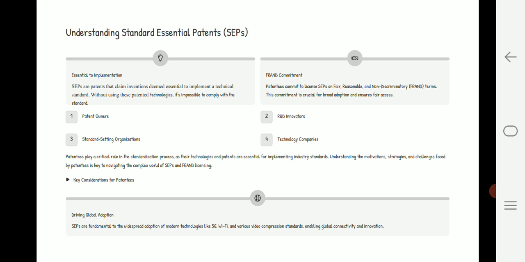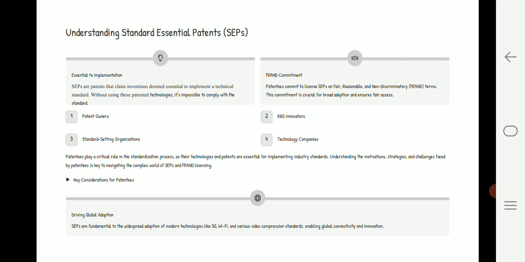To understand SEPs, I have shown three main aspects here: essential to implementation, FRAND commitments, and driving global adoption. Coming to a brief introduction of the different aspects, the first one is essential for implementation. SEPs are patents that claim inventions deemed essential to implement a technical standard. Without using these patented technologies, it's impossible to comply with these standards.